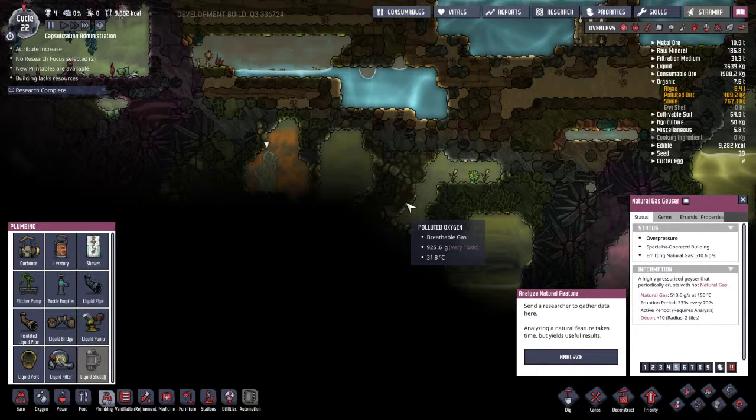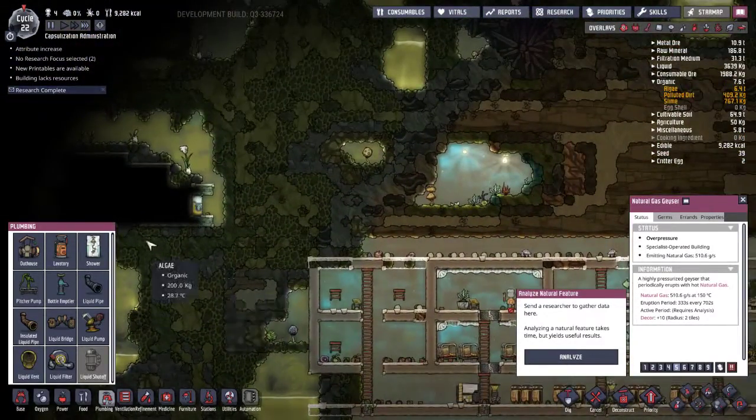Nice. Oh, I have a natural gas geyser too. Excellent. It outputs 510 grams per second for 333 seconds every 702 seconds. Alright, so it has about a 50% uptime. Oh, but yeah, that's right, it goes dormant every so often. I need to see what its actual adjusted thing is.